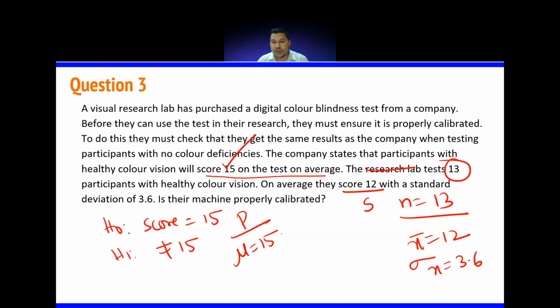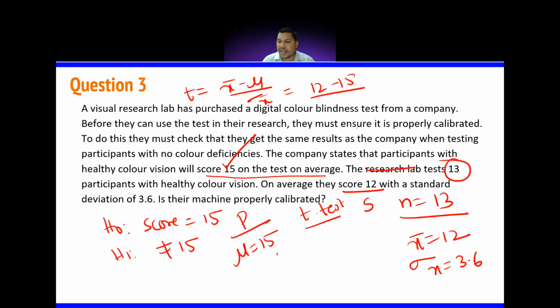Now which test do we have to apply? Obviously it is the t-test. So how do you calculate the t value? Let me erase this H naught. Maybe we can do it here. The t value is nothing but x bar minus mu by sigma x. So this is 12 minus 15 by the standard deviation, that is 3.6, divided by the square root of the sample size, n, 13. If you calculate this, it is around minus 3.0046.